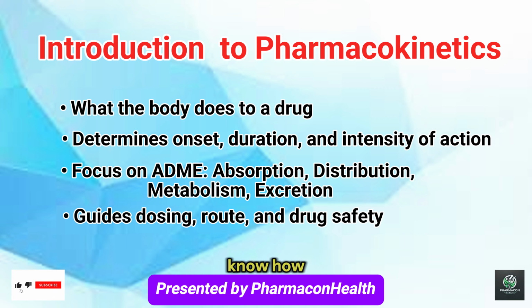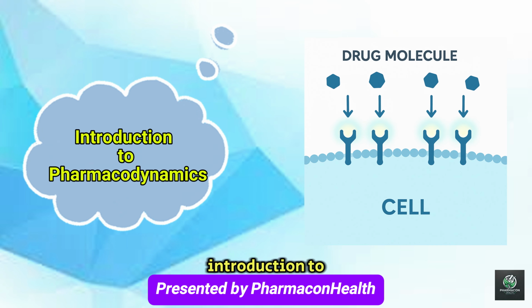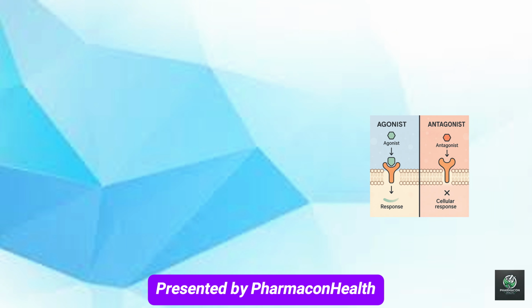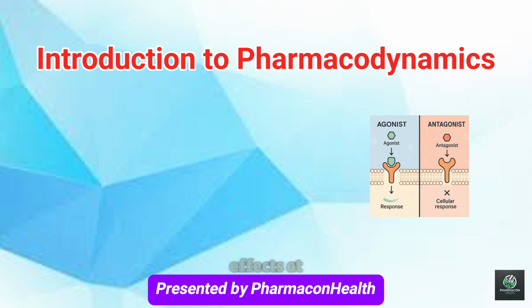Now that we know how the body processes a drug, let us explore the other side, what the drug does to the body. Next, we will look at pharmacodynamics, the science of drug action at the molecular level. Introduction to pharmacodynamics. Pharmacodynamics is the study of what drugs do to the body. It focuses on how drugs produce effects at the molecular, cellular, and organ levels.